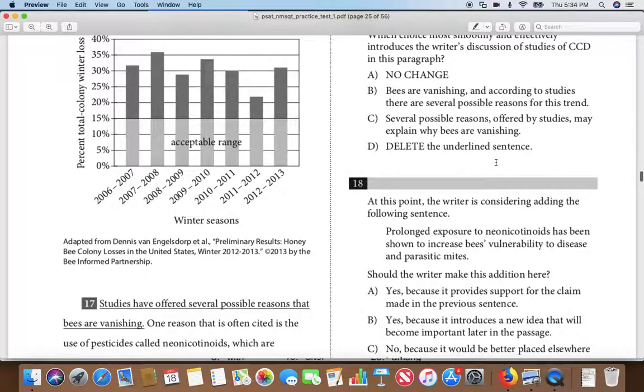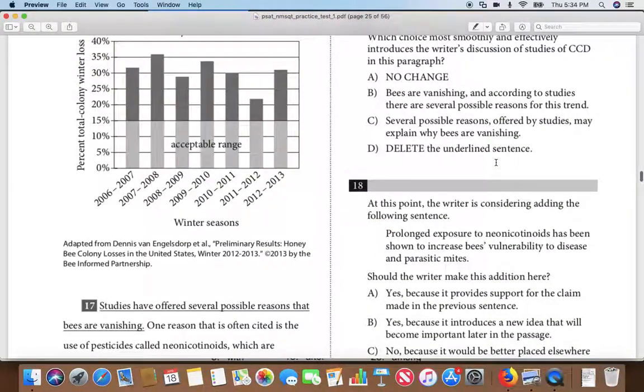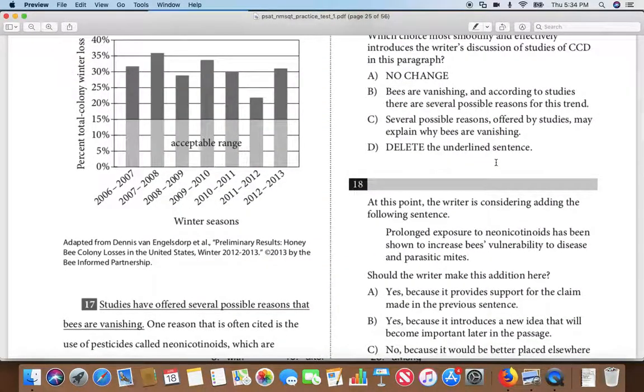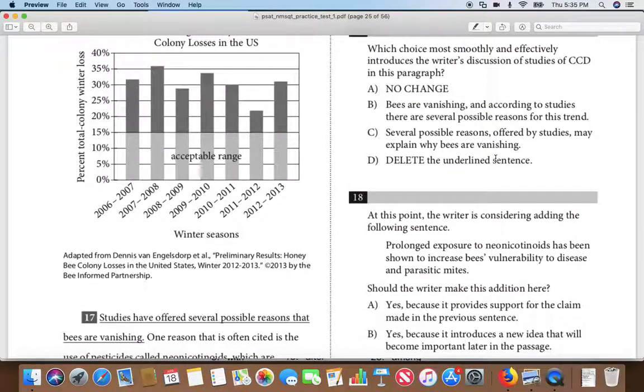A little bit. I don't know. What do you guys think? Is B effective? Does it introduce the discussion of the studies of CCD? Yes. Yeah, I think it does as well. So the question is, they're both effective. The question is, which most smoothly and effectively introduces that discussion?